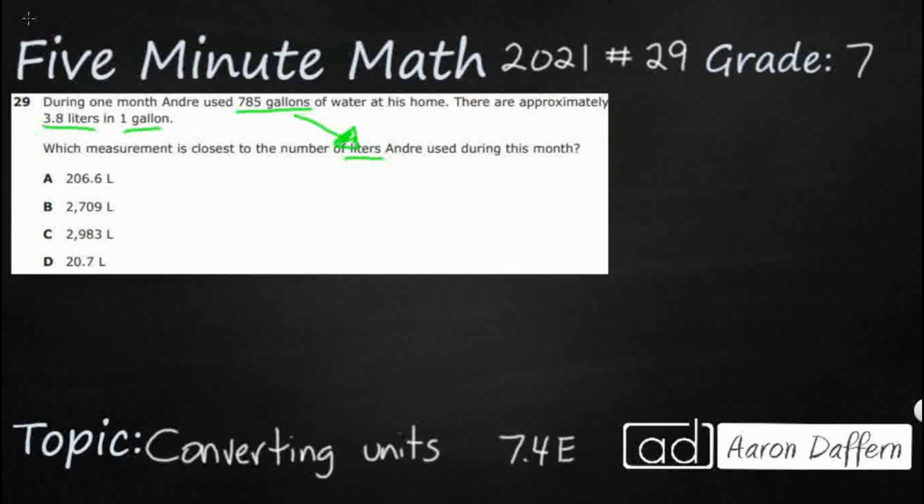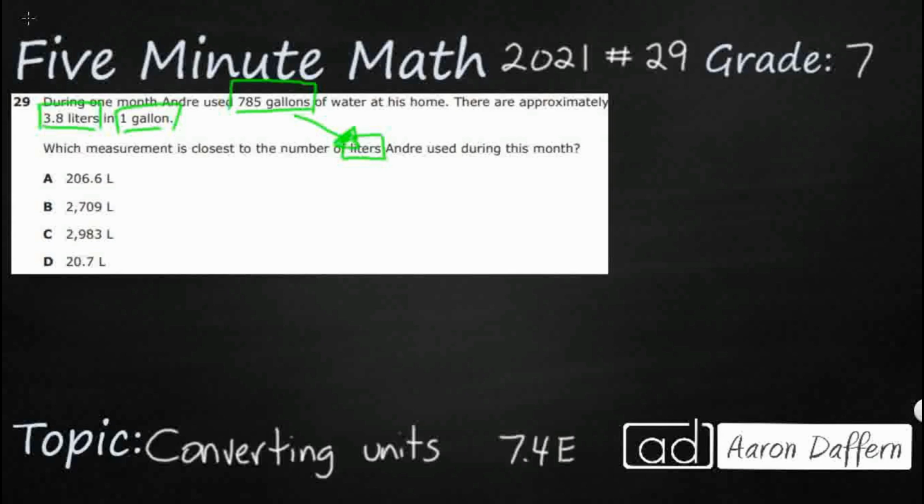So there's a few different ways that we could solve this. But take a look at this. I see three numbers with labels: 785 gallons, 1 gallon, 3.8 liters. And I see a missing number we're looking for that also has a label. To me, the easiest way would probably be to visualize this as a proportion.